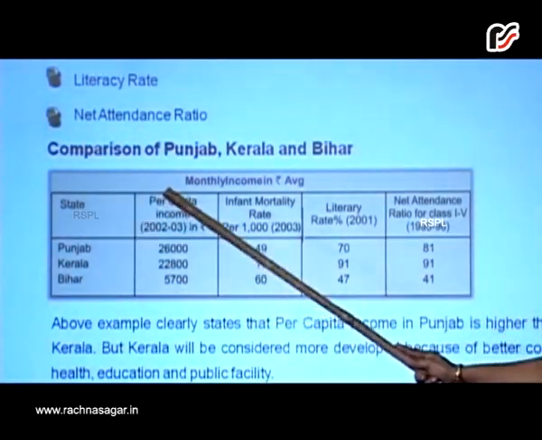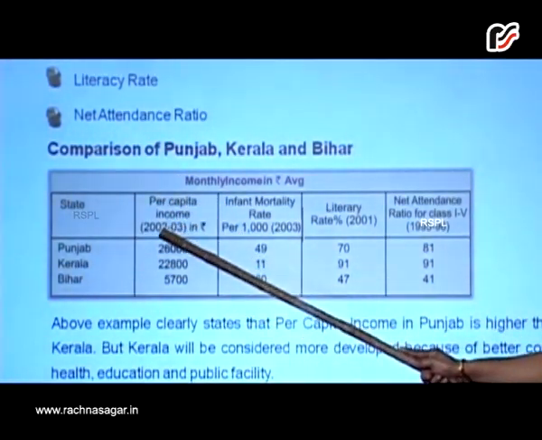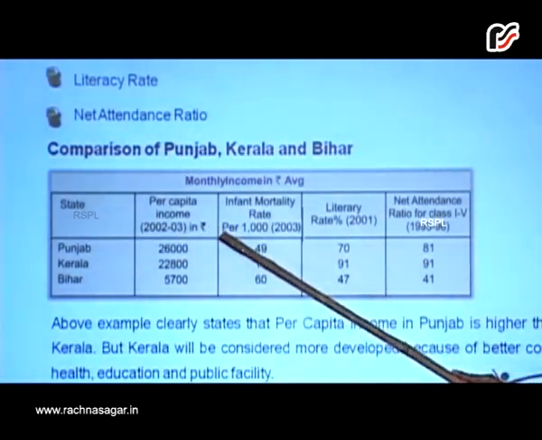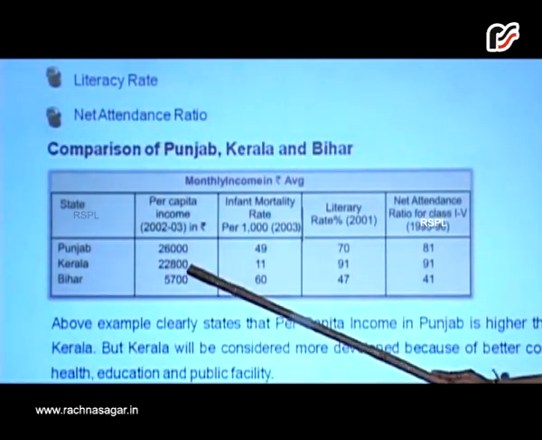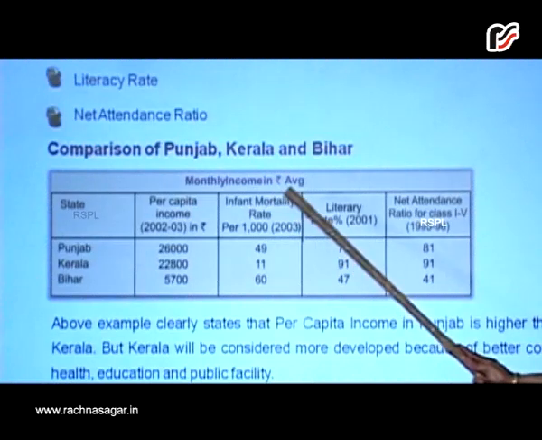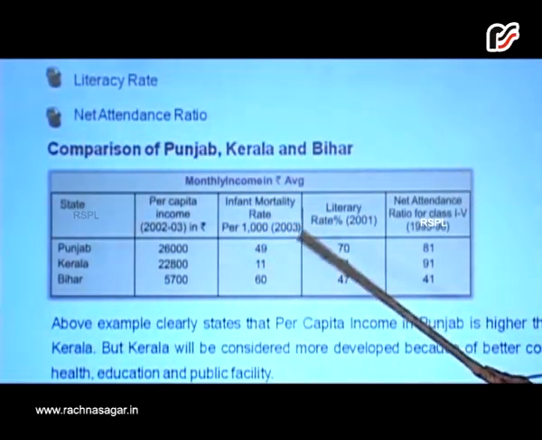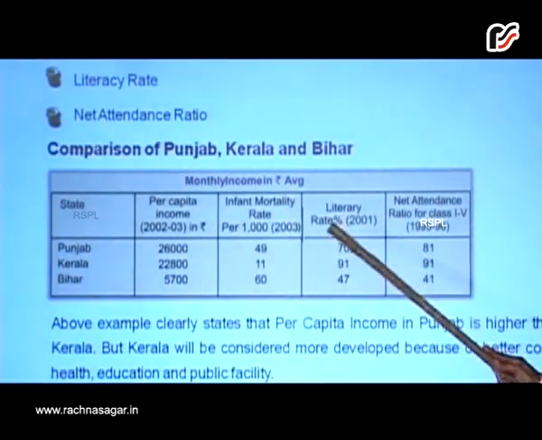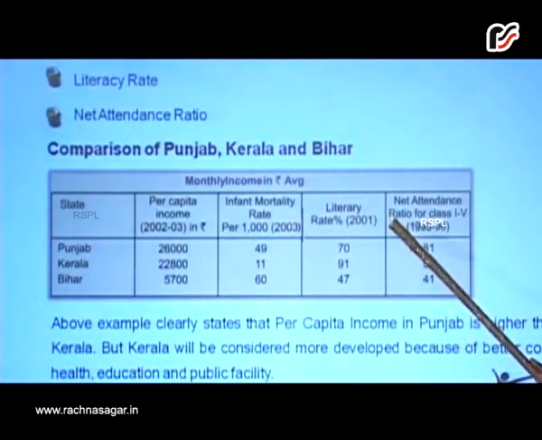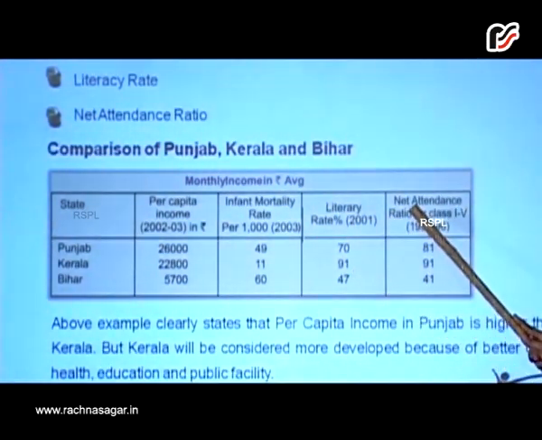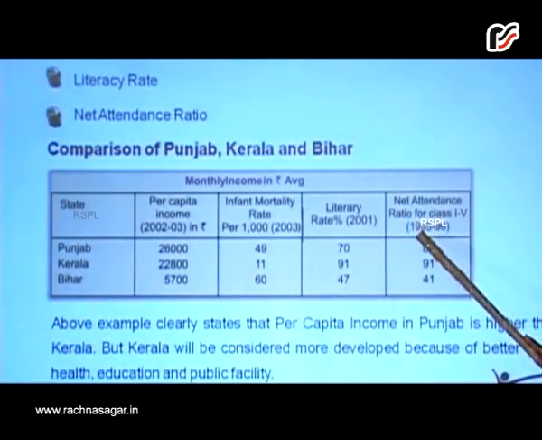In Kerala, per capita income in 2002-2003 was 22,800 rupees. Infant mortality rate per 1000 in 2003 was 11. Literacy rate in 2001 was 91 percent. Net attendance ratio for class 1 to 5 in 95-96 was 91.